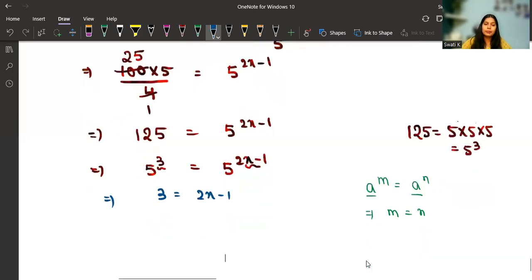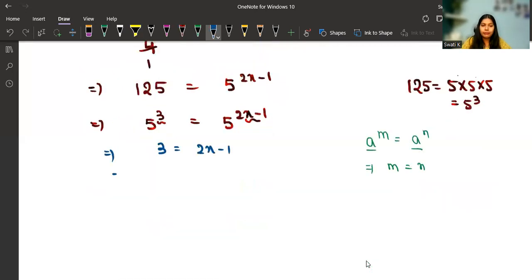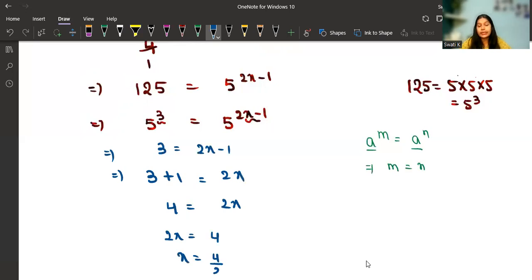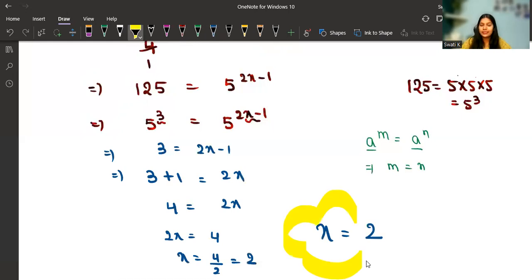Now simply this will become, you have to do this, 3 plus 1, because minus 1 becomes plus 1 when you have shifted it to the other side, equals 2x as it is. 3 plus 1 is 4, and here 2x. So we are basically getting 2x equals 4. So what will be the value of x? x will become 4 divided by 2, because 2 is getting multiplied here with x. So if we shift it to the other side, it will get divided. So 4 divided by 2, the answer is 2. So what is the value of x we are getting? The value of x we are getting is 2. So this is the answer.